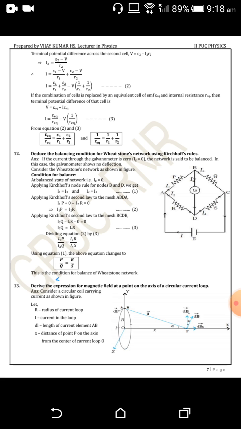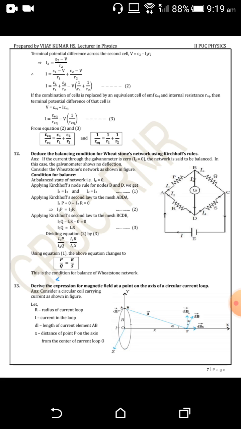Okay. So you can see this is the Wheatstone network. This Wheatstone network consists of four resistors. Okay. So you can see P, Q, R, and S. Between B and D, we have connected the galvanometer. These four resistors have been connected in the form of a quadrilateral, and it has been connected to a battery of EMF E, and I is the current. Okay. So now you can see here A, B, C, D are nothing but the terminals.